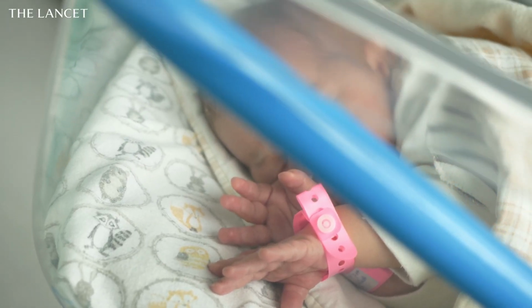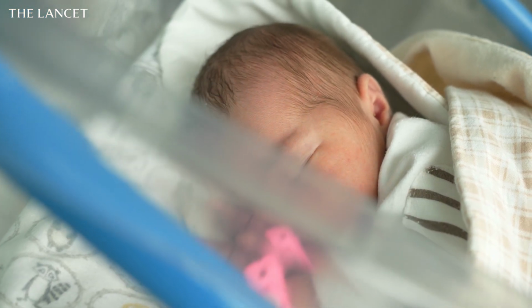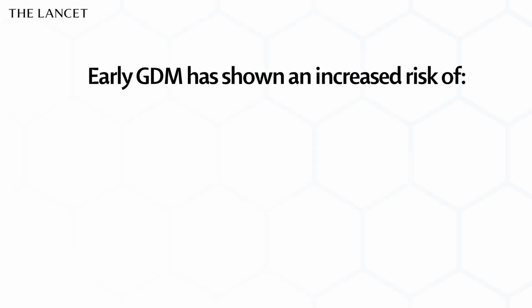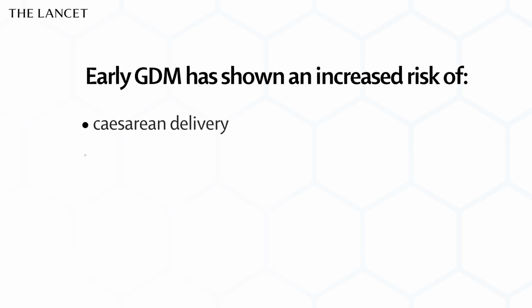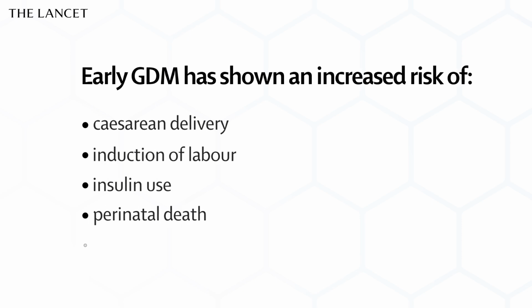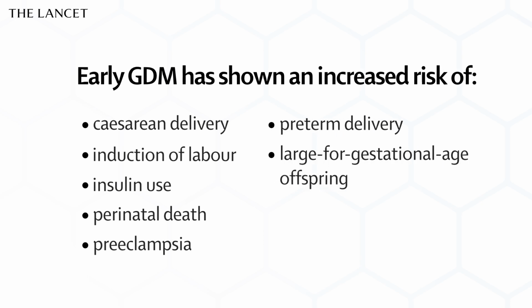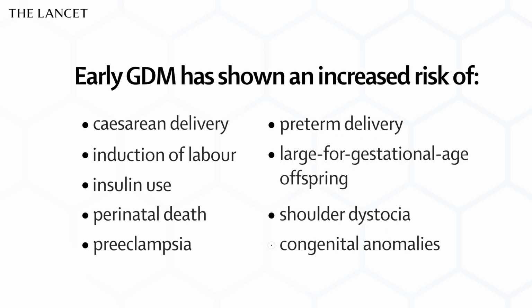Gestational diabetes is associated with adverse pregnancy and neonatal outcomes. Early GDM has shown higher risk for Caesarean delivery, induction of labor, insulin use, perinatal death, preeclampsia, preterm delivery, large for gestational age babies, shoulder dystocia, and congenital anomalies.